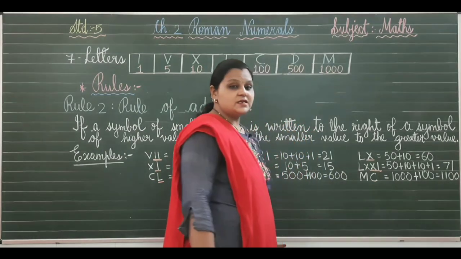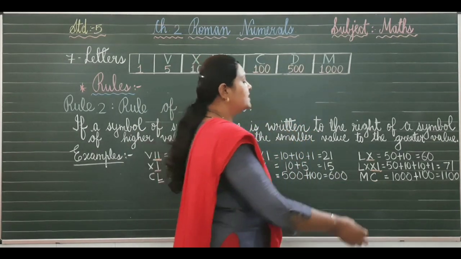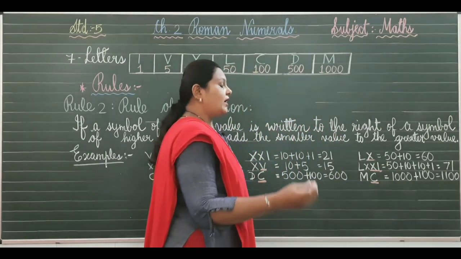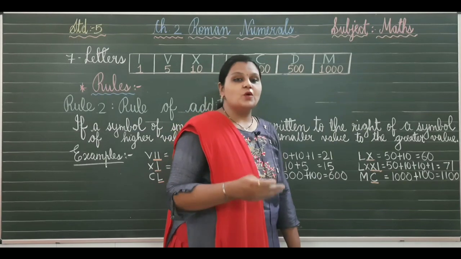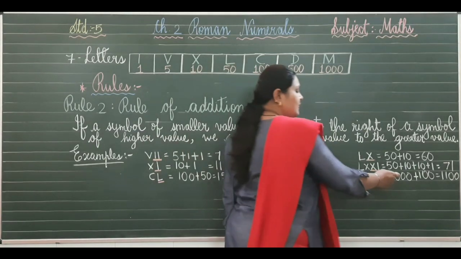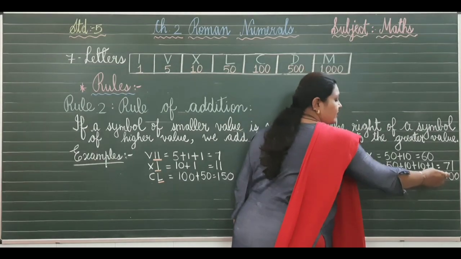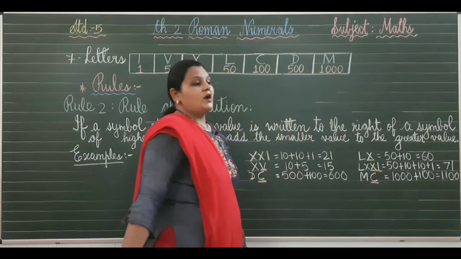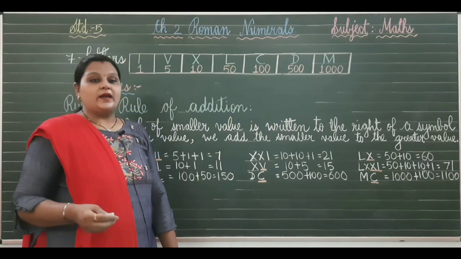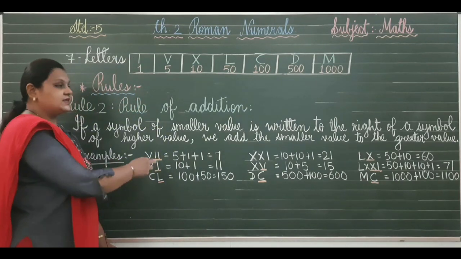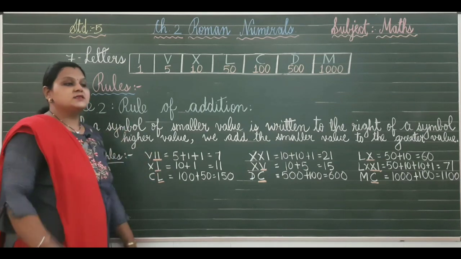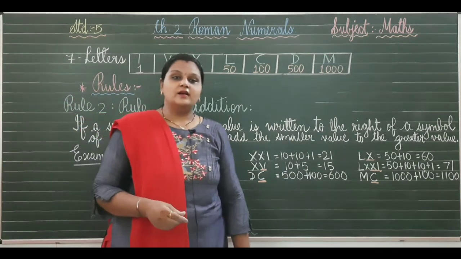MC. Now M stands for 1000, C stands for 100, which is smaller. So again right hand side smaller value is given, so we have to add, that is 1000 plus 100, that is 1100. So students, when smaller value is given right hand side to the greater value, at that time you have to add. Clear?